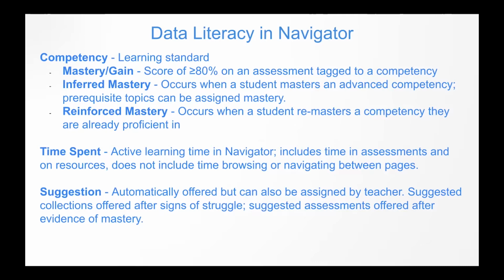Inferred mastery happens if a student decides to skip ahead a bit, maybe to whatever lesson they so choose. We have all of the content broken down into smaller chunks, typically based off of prerequisite topics. So if a student skips ahead to say, I don't know, dividing fractions, then if there are two lessons before that, something like setting up fractions for division, they'll get mastery for that. Reinforced mastery occurs when a student remasters a competency they were already proficient in.